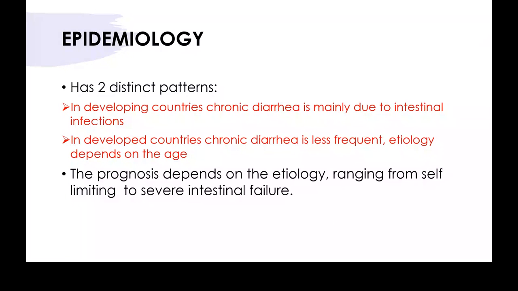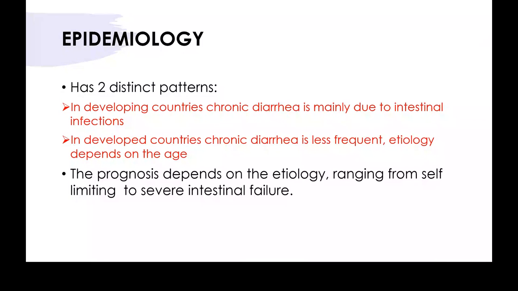And the prognosis depends on the etiology, ranging from self-limiting, it can be a benign toddler's diarrhea or a non-specific functional diarrhea, to severe intestinal failure in conditions like microvillus inclusion disease or tufting enteropathy. So those diseases can end up in intestinal failure. The prognosis can vary. So this is a spectrum of disorders. If you look at chronic diarrhea, it's a spectrum where the outcome can vary based on the etiology.